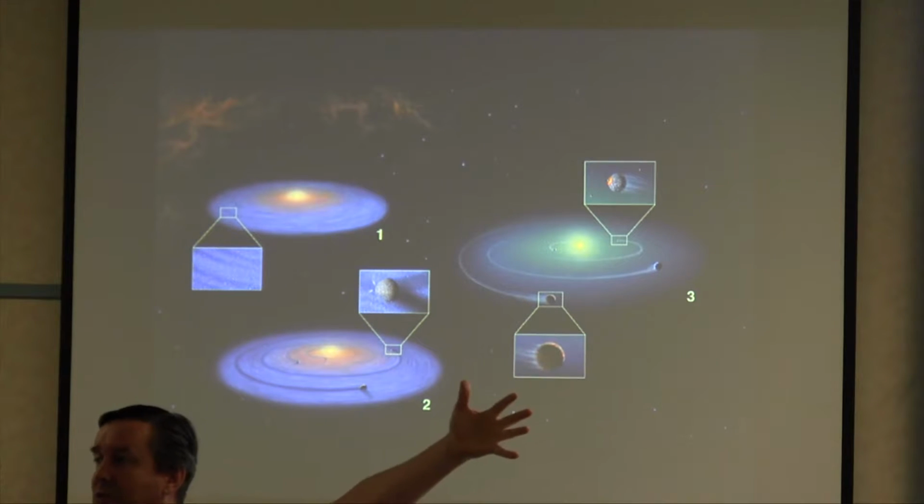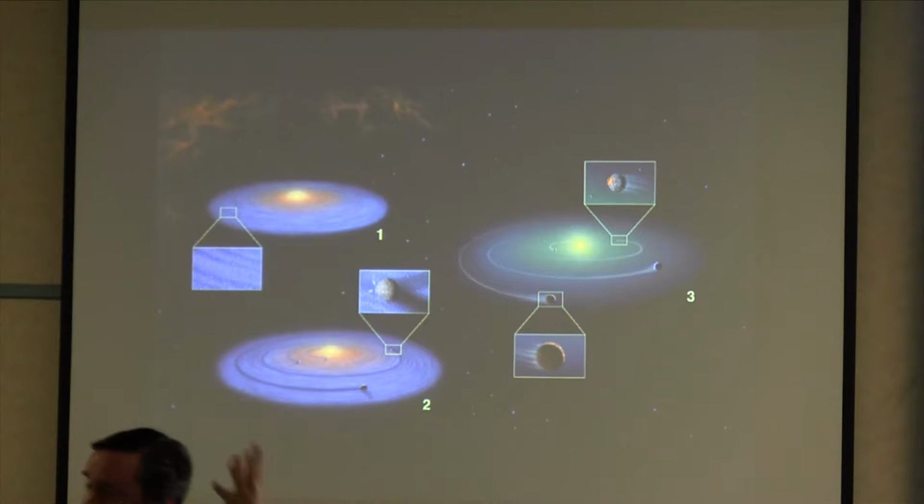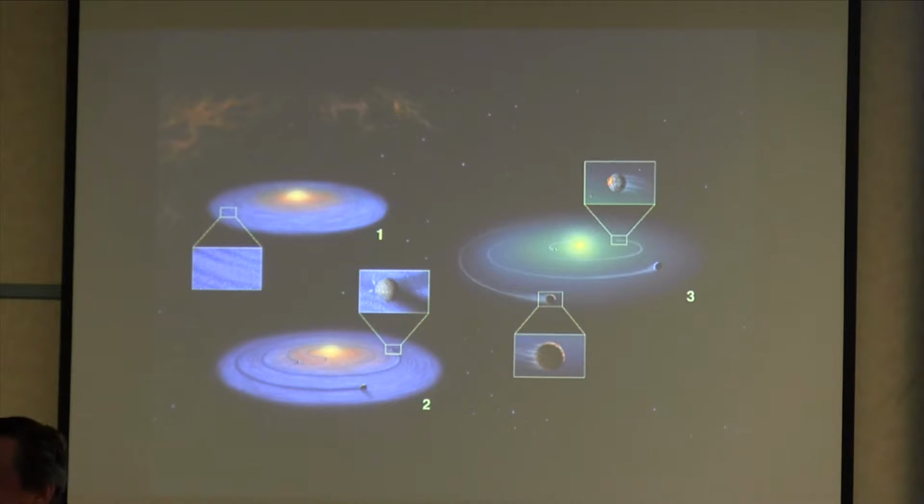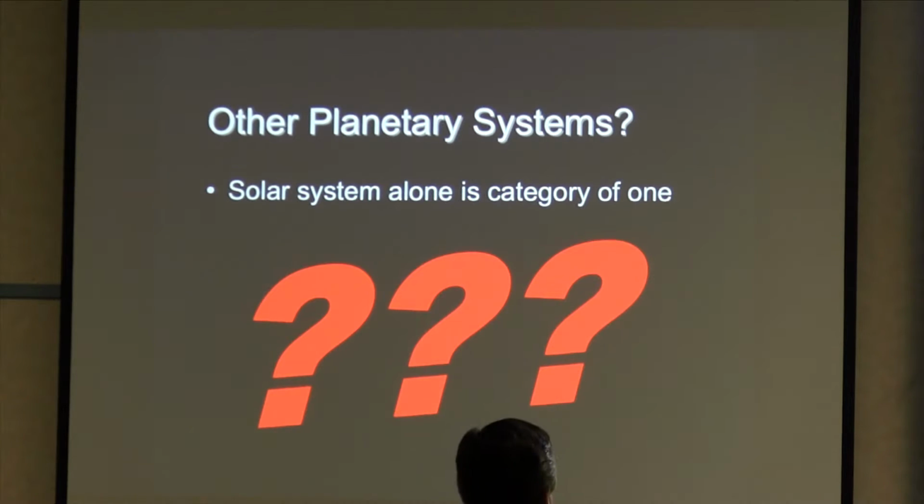comets out at the edge of the solar system. Isn't that a beautiful picture? Don't we feel happy? All right, we can explain our solar system. Great! But, well, our solar system is just a category of one.